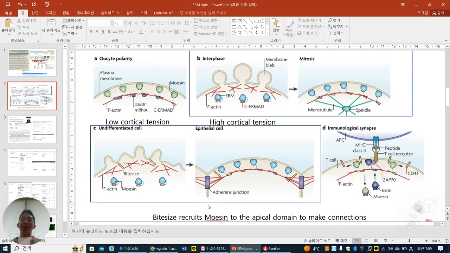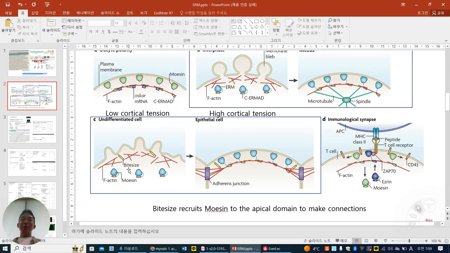Okay, and then one thing I'm missing is that this bite size is recruiting myosin, one of the ERM proteins, to the apical domain. Apical domain means near the cell membrane to make connection. So we can say that bite size is some kind of recruiter of ERM protein to stabilize the cell membrane tension.